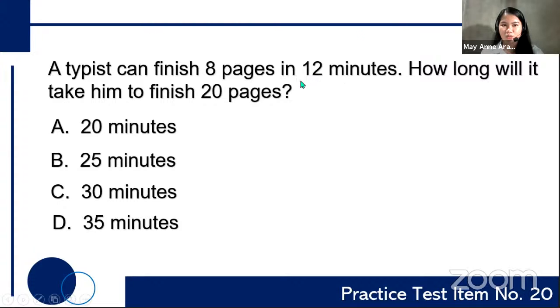Okay, apply the ratio in proportion. Okay, your answer is letter C. Letter C. I just need to have the proportion here.